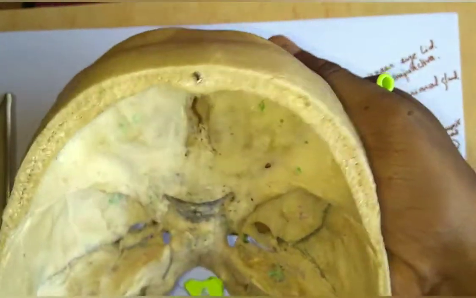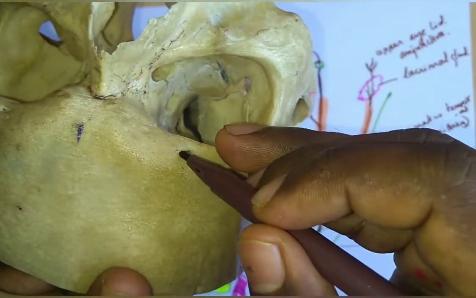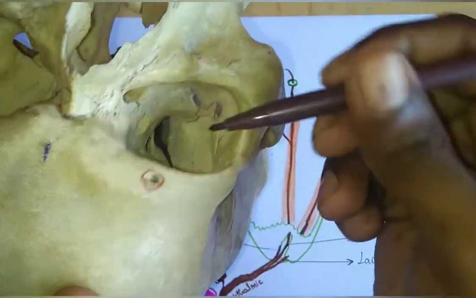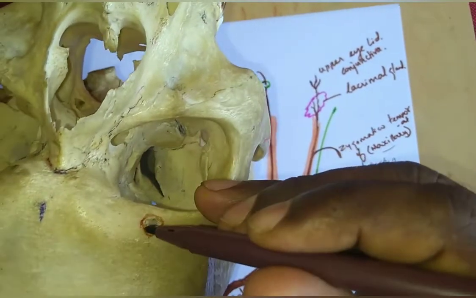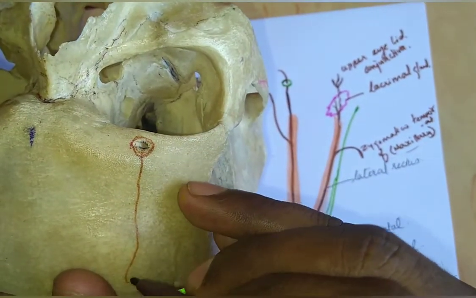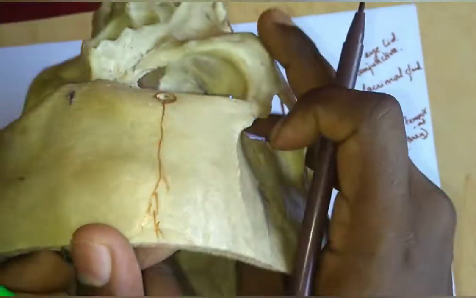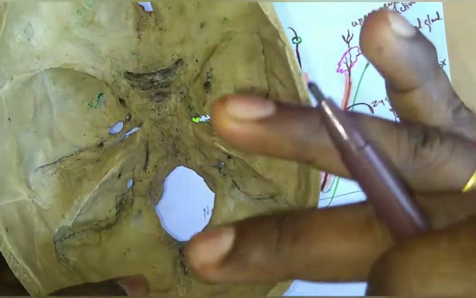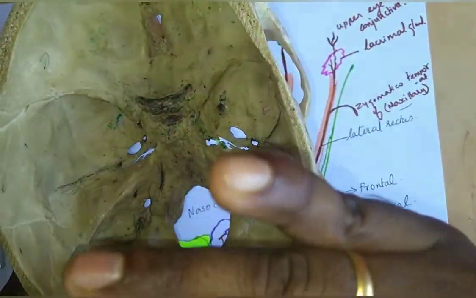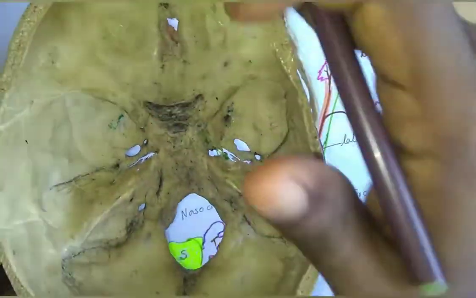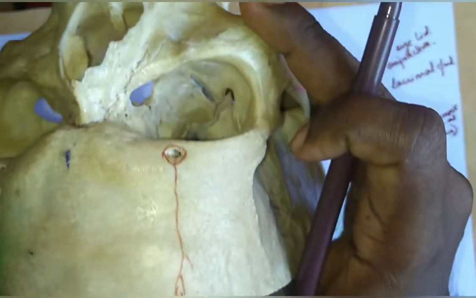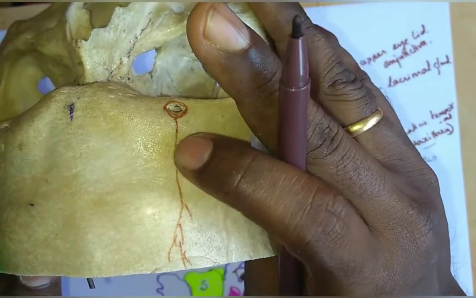So this is the supraorbital foramen. The supraorbital nerve enters here, and from here it ascends like this, supplying the skin over the forehead and the scalp up to the lambdoid suture. It covers almost two thirds of the scalp by dividing into two or three branches. That is about the supraorbital nerve.